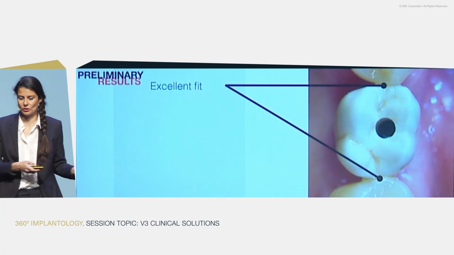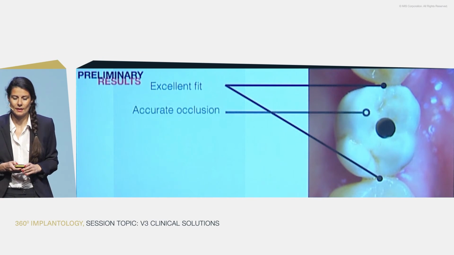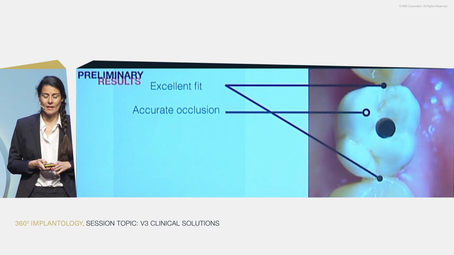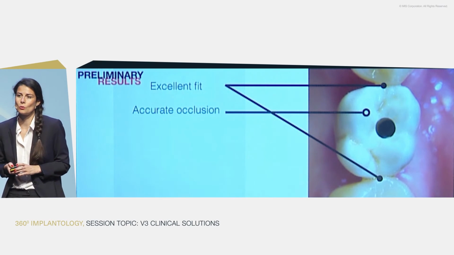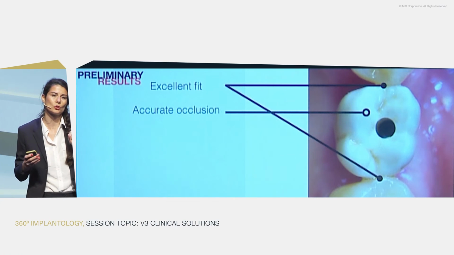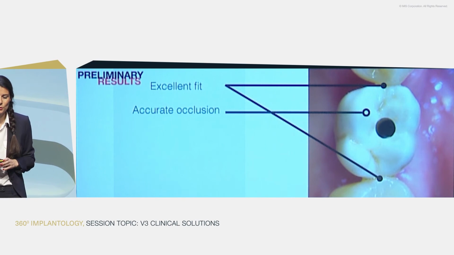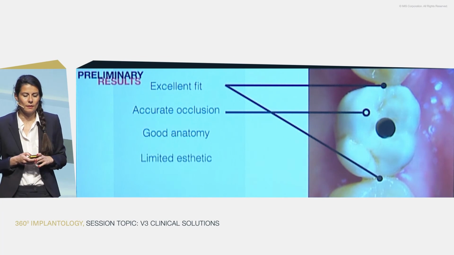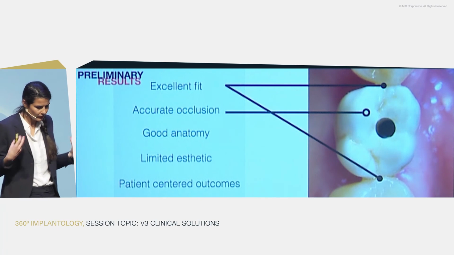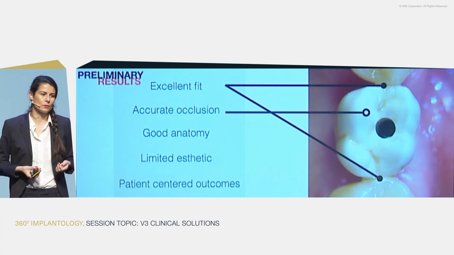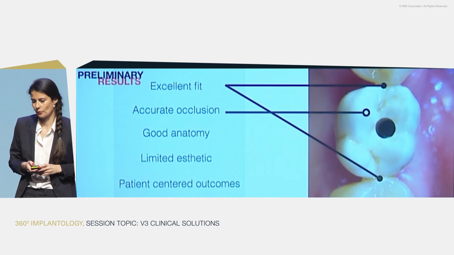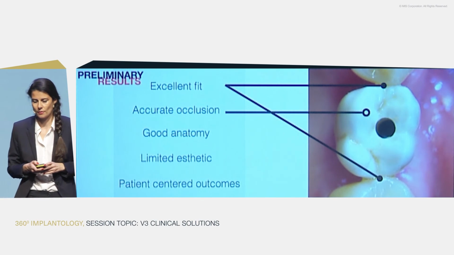experimental or full digital workflow, we had an excellent fit at the region of contact. We had an accurate occlusion. It was either very good or with just little supra-occlusion, but it was similar in both groups. We had a good anatomy, limited aesthetic in the test group, but I know there is already some development for better aesthetic materials for CAD/CAM crowns.